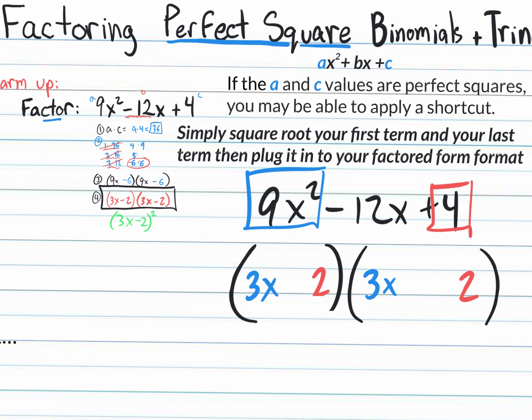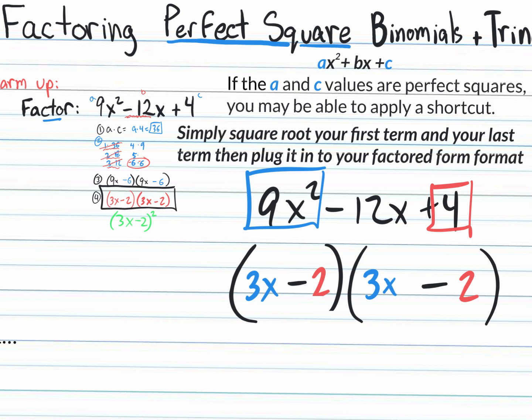So you got to think about the signs that belong in there according to this last term and then according to this middle term. And this is the way to do it. You square rooted it, you plugged it into your answer format, you thought about the signs, but you do have to double check it. So let's double check. If I were to distribute, well, actually, I don't have to double check because we already did this exact problem, and we got 3x minus 2 times 3x minus 2, so we did it correctly.